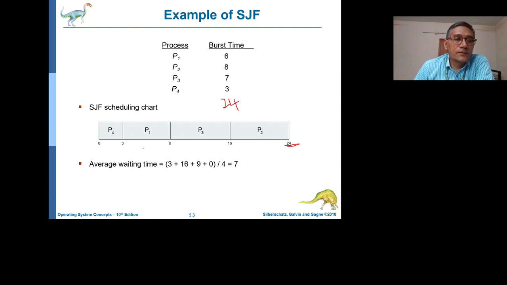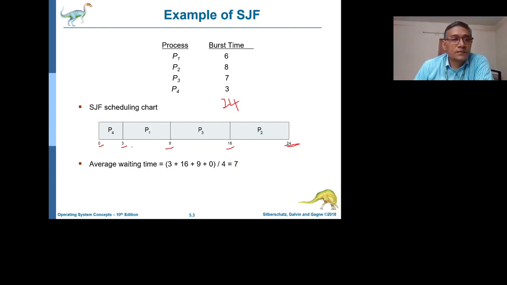Now how to calculate the waiting time? Waiting time of P1 is 3 milliseconds. Waiting time of P2 is 16 milliseconds. Waiting time of P3 is 9 milliseconds. Waiting time of P4 is 0 milliseconds. So add all these and divide by 4, you will get 7.